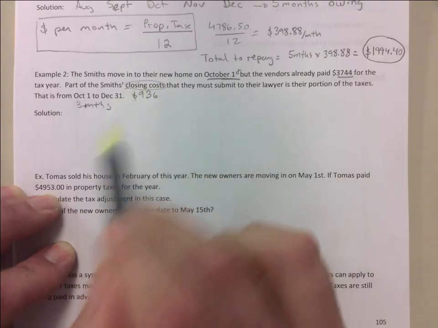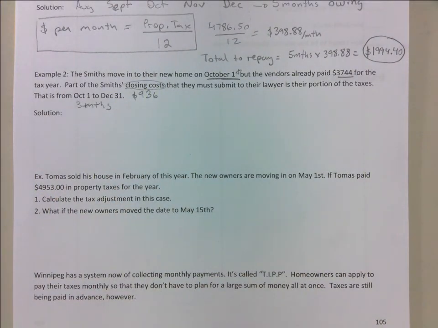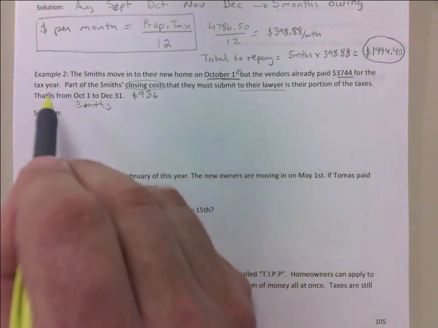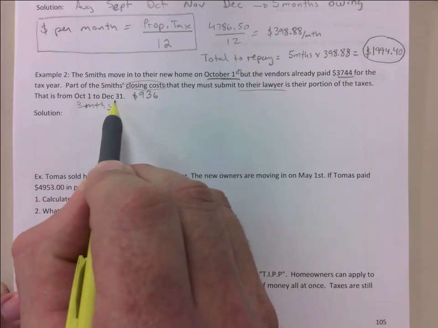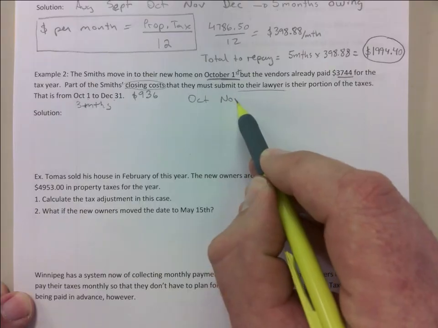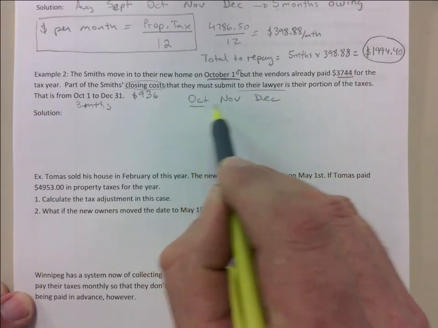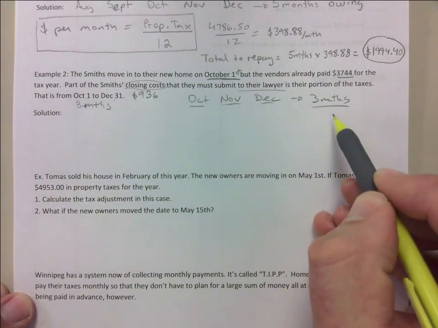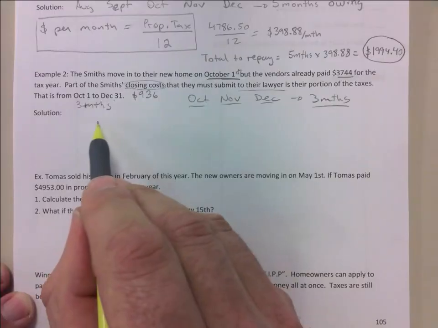I hope that closing cost doesn't freak you out. It's not like, what is this? It's just what happens when you close the deal, right? You need to pay off certain things that the previous owners have paid for. And they must submit to their lawyer their portion of the tax. That is from October 1st to December 31st. So if you have a hard time counting, just write out the months, right? So it's 3 months. So again, you got to pay them back 3 months worth of property taxes.